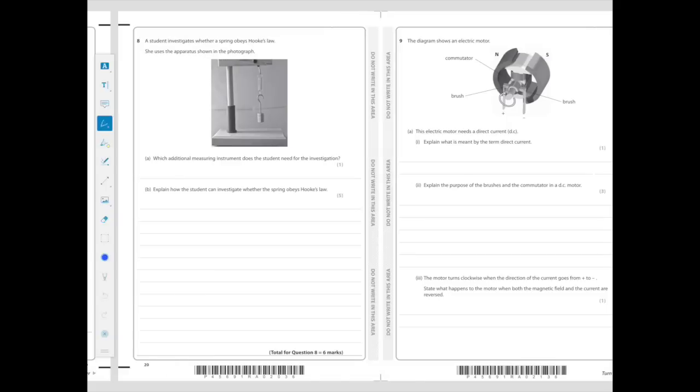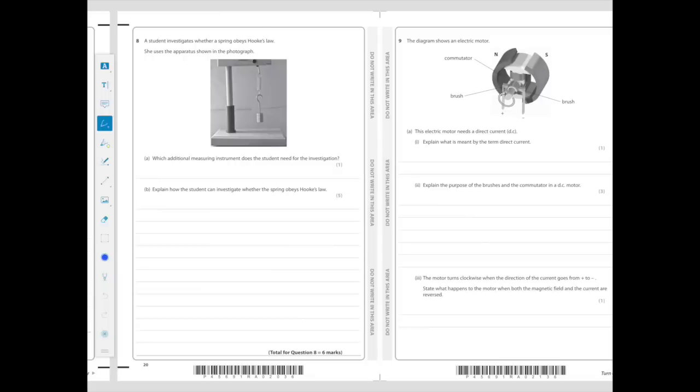So a student investigates whether a spring obeys Hooke's law. She uses the apparatus shown in the photograph. Which additional measuring instrument does the student need for the investigation? Well, I've told you it's all about measuring the length of the spring, so we need a ruler. Explain how the student can investigate whether the spring obeys Hooke's law.